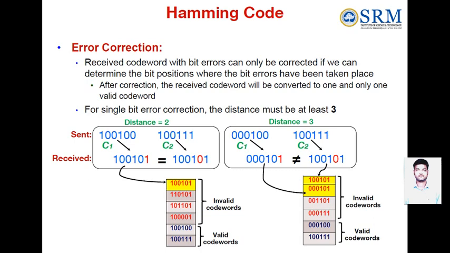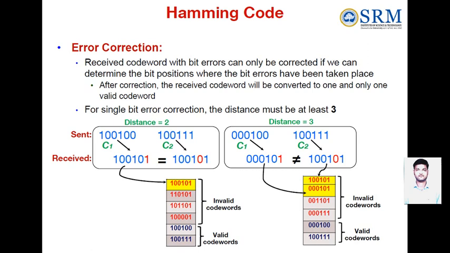And the thing is that when you receive single bit error data, it must be converted to one and only one valid keyword. That is, if we change any one bit of that invalid code word, and it is converted to more than one valid keyword, then we cannot determine which valid code word actually has been sent. If it is converted to only one valid keyword, then we can say that valid code word is the actual data unit that has been sent by the sender.